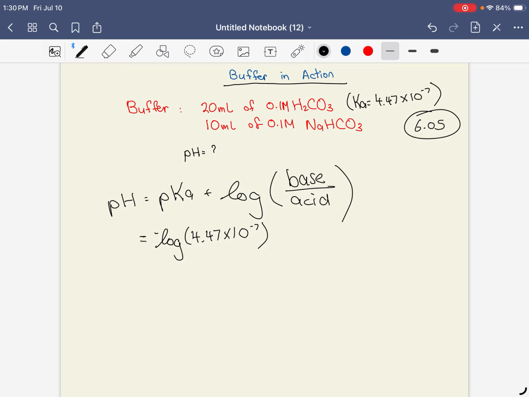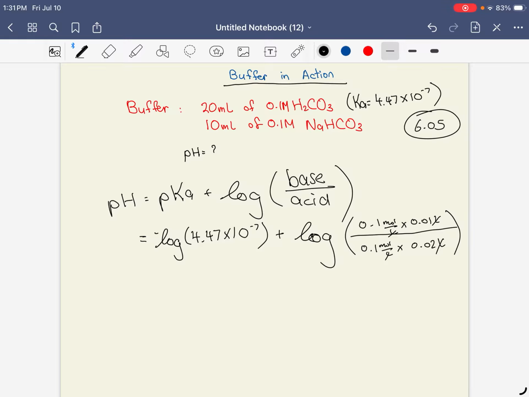But we're not here to look at the math in terms of how great it is, because I don't want you guys to vomit. Plus log. Now, base, this is the base. So I'm going to put 0.1 moles per liter times 0.01 liters. This will give me the moles of the base, divided by the moles of the acid. So this will be 0.1 moles per liter times 0.02 liters.